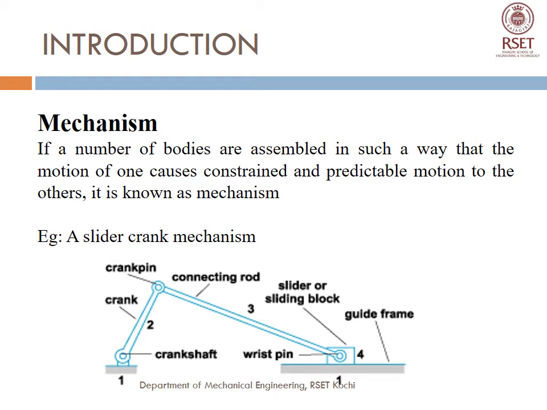So a predictable constrained motion is the definition of a mechanism. A mechanism is a number of bodies which are assembled in such a way that the motion of one causes constrained and predictable motion to others. Then only will it be known as a mechanism.